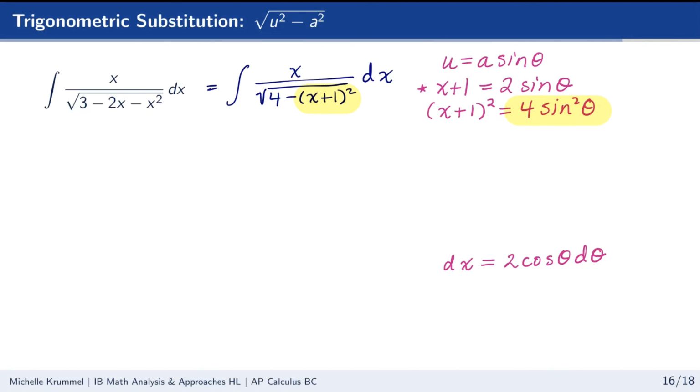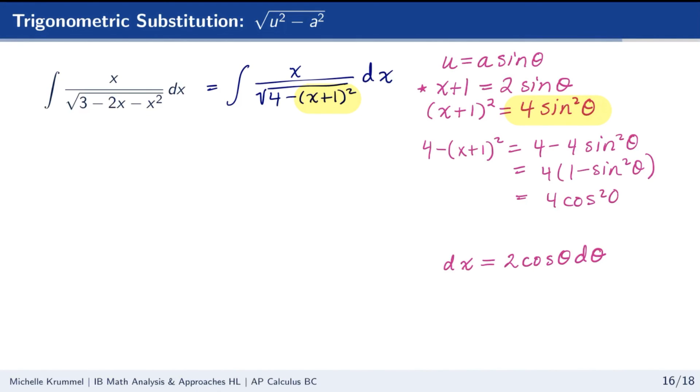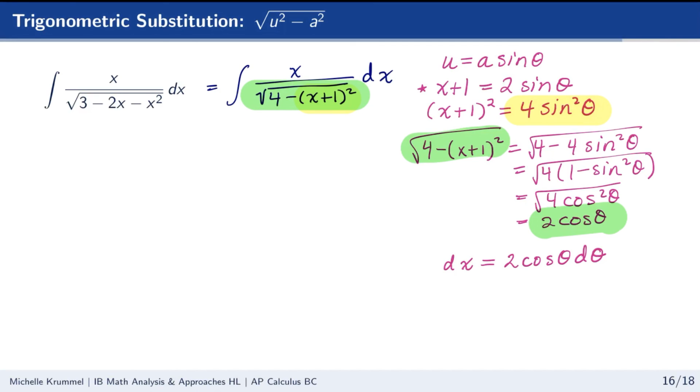And I'm going to do 4 minus on both sides of this equation, because I'm trying to get a perfect match with what I have over here. 4 minus 4 sine squared theta equals 4 times 1 minus sine squared theta equals 4 times cosine squared theta. And that's all under a square root. So we're going to do the square root, which equals 2 cosine theta. Okay, so now all of that becomes 2 cosine theta.